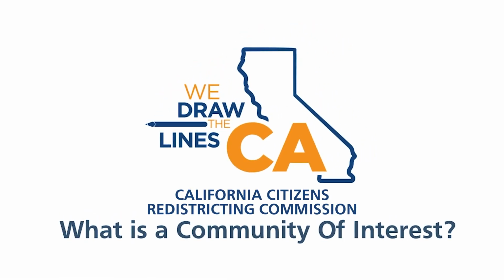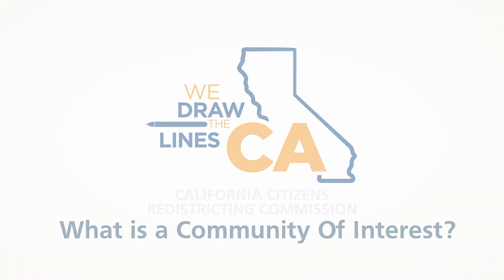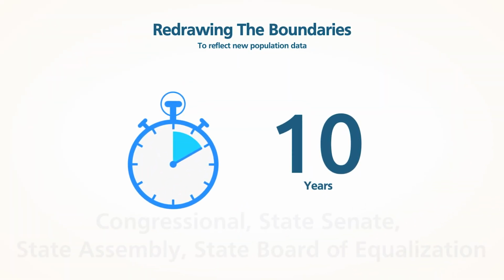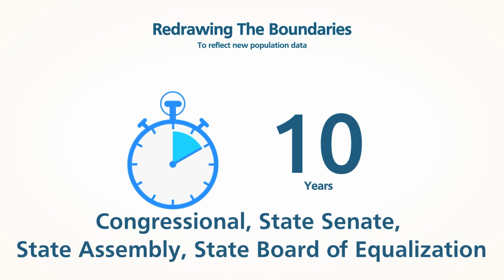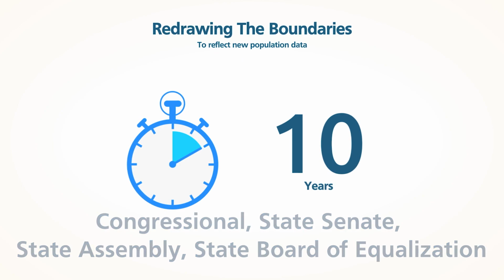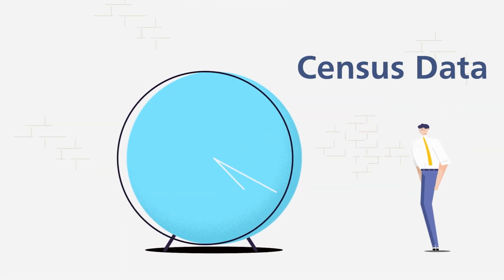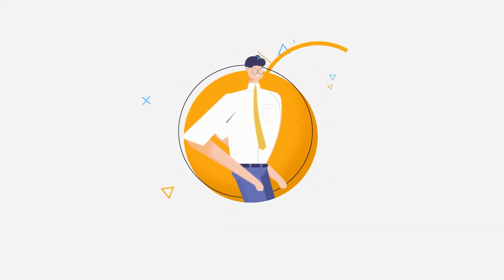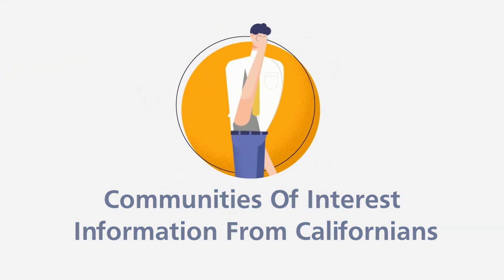What is a community of interest? Every 10 years after the US Census, California must redraw the boundaries of its congressional, state senate, state assembly, and state board of equalization districts to reflect the new population data. While the California Citizens Redistricting Commission waits to receive census data, it is collecting communities of interest information from Californians.